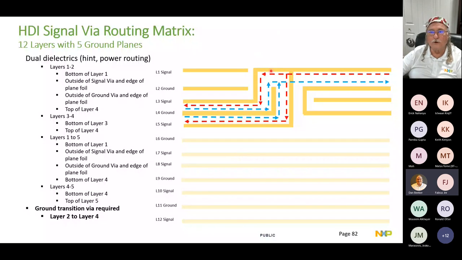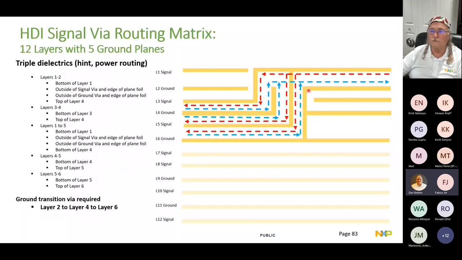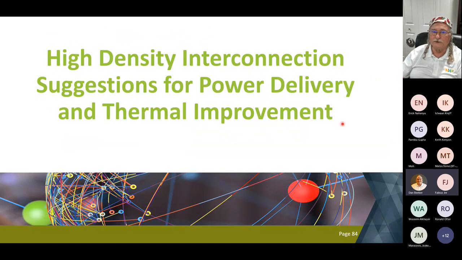Here's just another going from 1, 2, 3. I've got to connect the ground plane on 2 to the ground plane on 4 in order to provide the energy flow for these things. If I want to go from 1 to 3, it's simple. If I want to go from 1 to 5, I've got to have a ground transition. Again, from 1 to 5, I've got to have ground transfer. It gets a little hairy when you're trying to draw all these, but hopefully you get the idea.